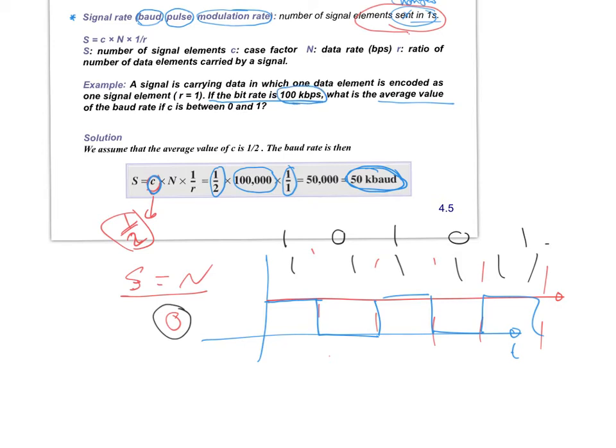This is 800 kilobits per second, and the bandwidth, or the amount of signal rate, is half the data rate. Where did we see this before, guys?